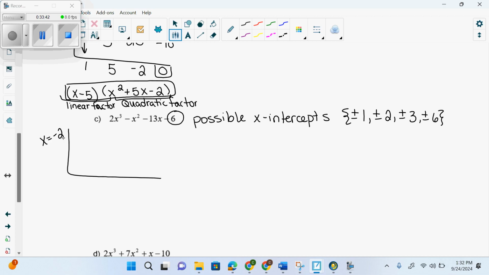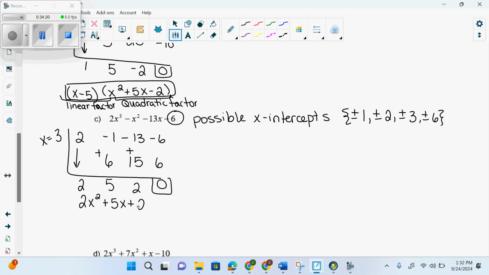I'm going to prove to you that if you didn't do negative 2, you'll still get the same answer. What's another one? 3. Okay, so you can do negative 2. Don't go changing your stuff. I'm just proving to you that we get the same answer. So if I use 3, I still have the rocket count: 3, 2, 1, 0. I have a 2, a negative 1, a negative 13, a negative 6. I drop the 2. 3 times 2 is 6. Add it, 5. 3 times 5 is 15. Add it, 2. 3 times 2 is 6. Add it, 0, which is what we need. And then this would be 2x squared plus 5x plus 2, and my factor is x minus 3.